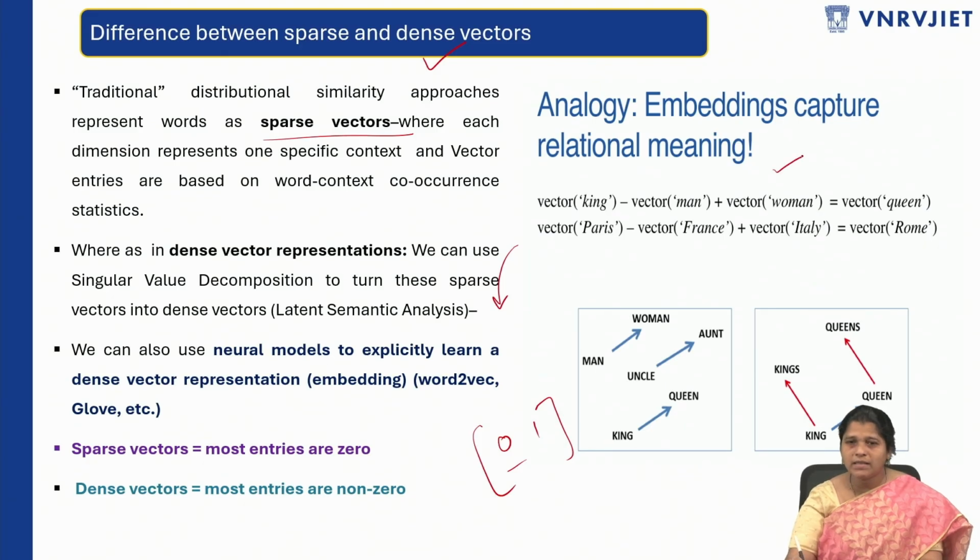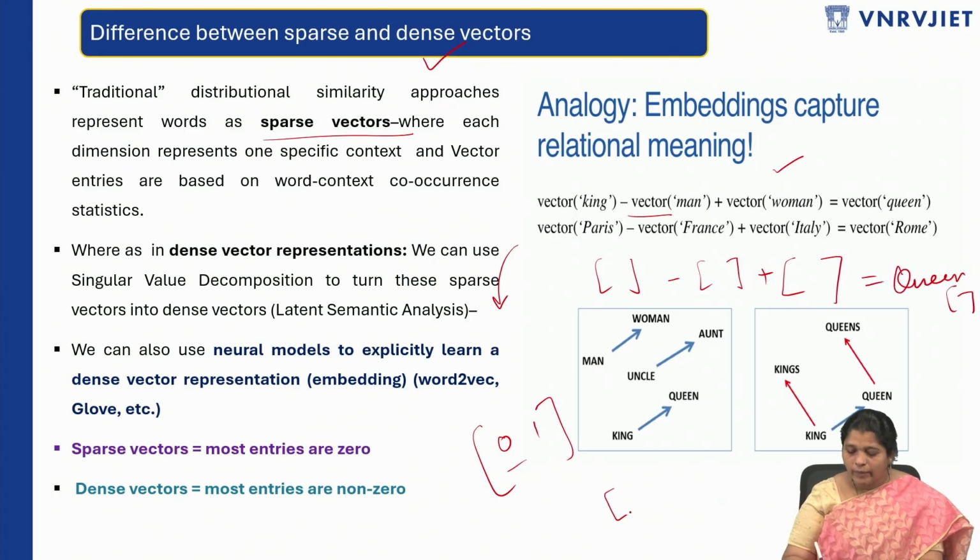Here we could see the analogy: the vector of king minus the vector of man, and then if we add the vector of woman, it results in nothing but the queen vector. Similarly, the vector of Paris minus the vector of France plus Italy is equal to the vector of Rome. So all these are being mapped, and we can do mathematical vector operations because of this dense representation of these dense vectors.